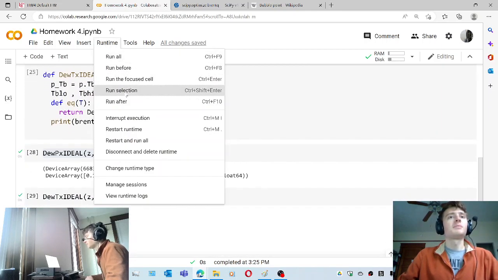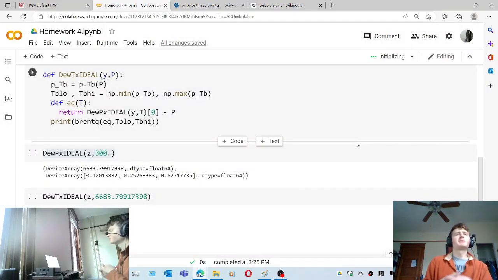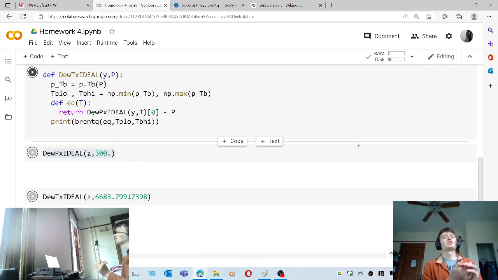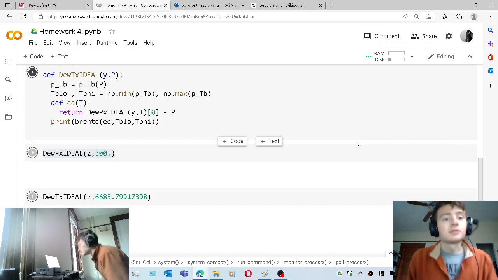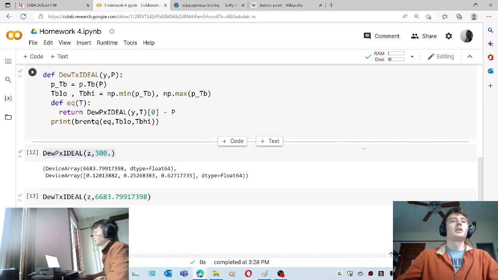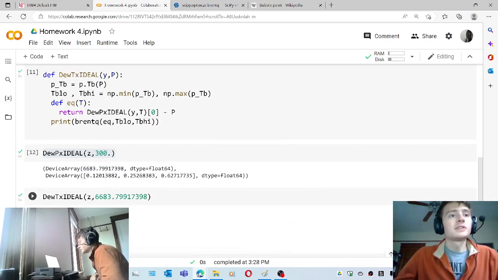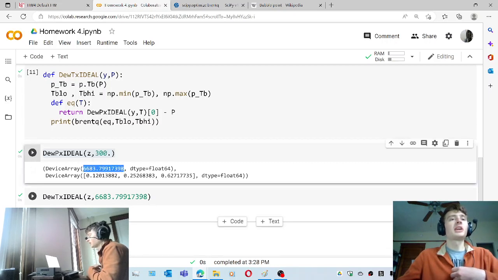I can go ahead and maybe restart the runtime and run all real quick, because I was messing around with this for a few minutes and I just want to make sure the runtime is straight again. It should probably take a second to run everything because a lot of those cells require importing some stuff, and we're good now. So as you can see, the ideal dew pressure at 300 degrees Kelvin will return this pressure, and then the dew temperature returns something likewise.